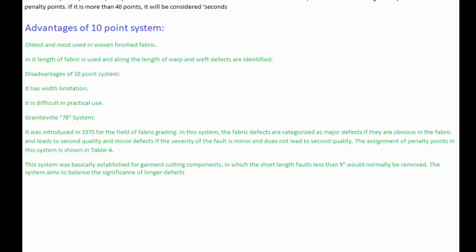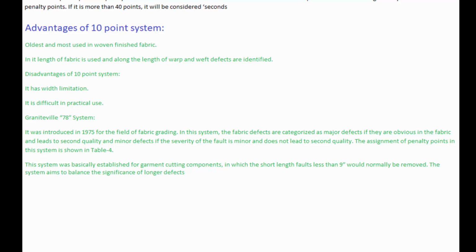Advantages of 10-point system. Oldest and most used in woven finished fabric. In it length of fabric is used and along the length of warp and weft defects are identified. Disadvantages of 10-point system. It has width limitation. It is difficult in practical use. Graniteville 78 system. It was introduced in 1975 for the field of fabric grading.